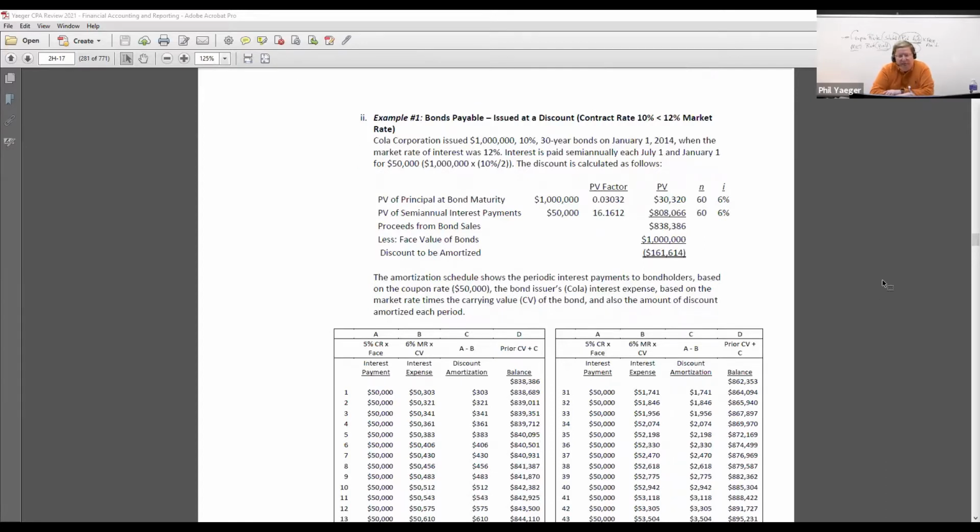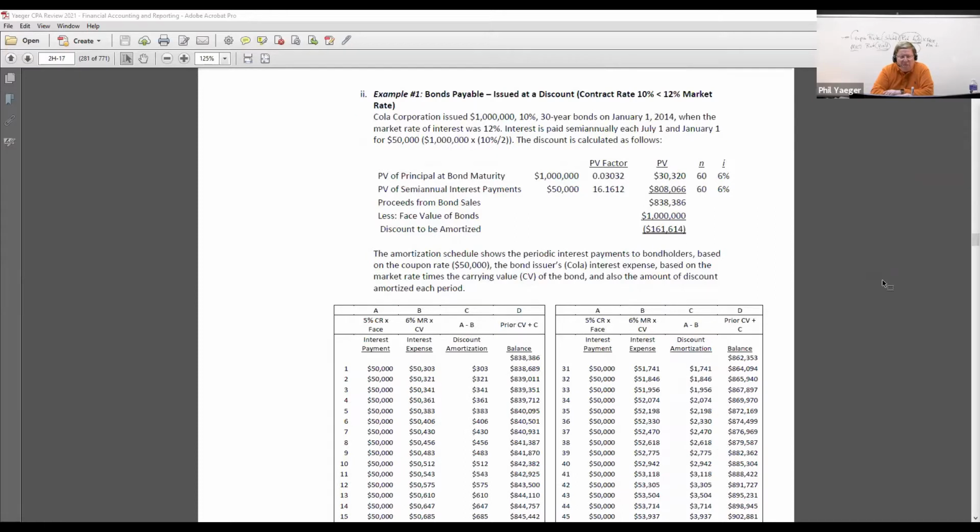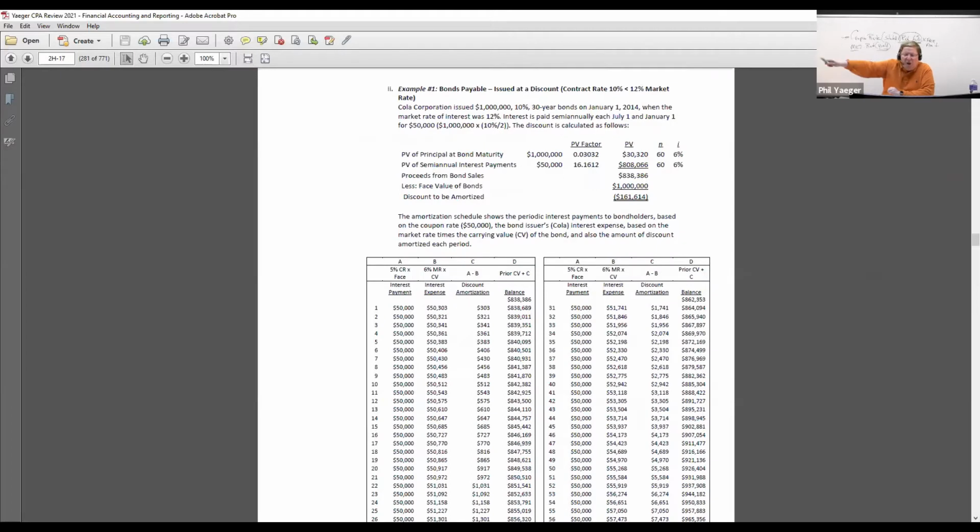Now, here's an example of bonds payable issued at a discount. Now, why are we issuing these bonds at a discount? Because the market is paying 12% on the bonds, right? Other bonds are paying 12. We're only paying what rate? 10. So to entice you to buy bonds from us at a lower rate than everyone else is paying, we're going to have to issue those bonds at a discount. Good.